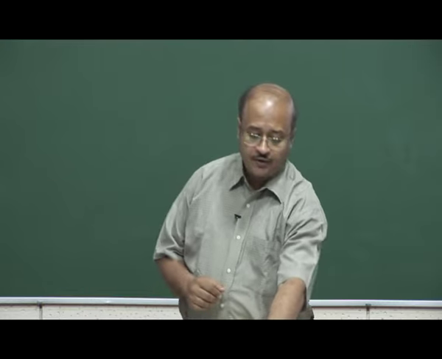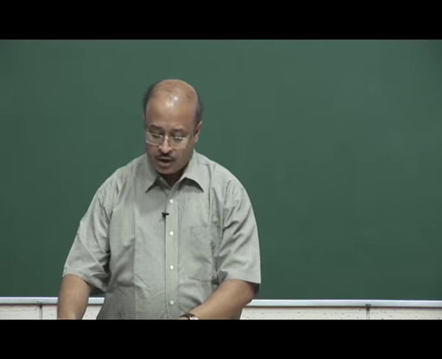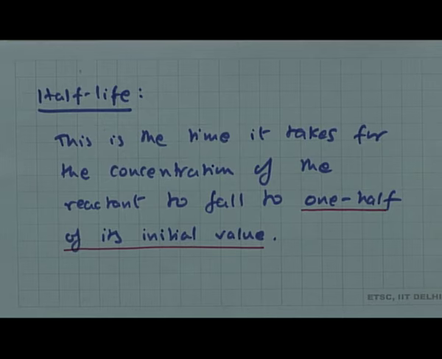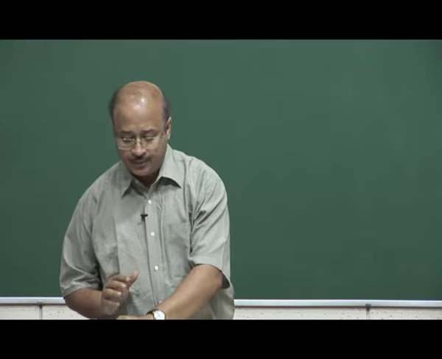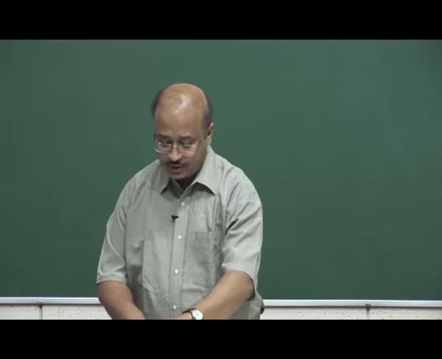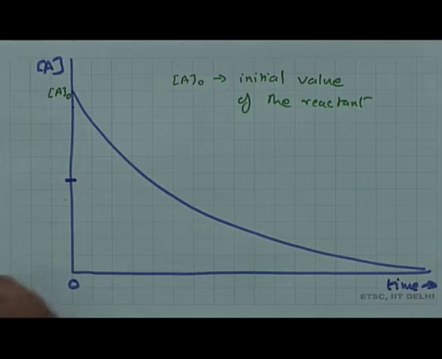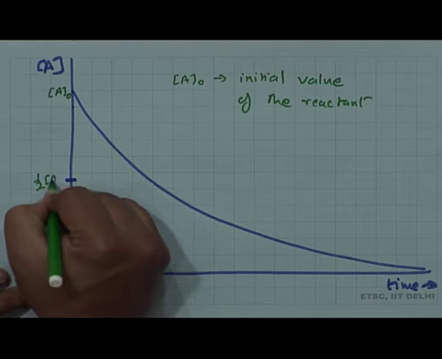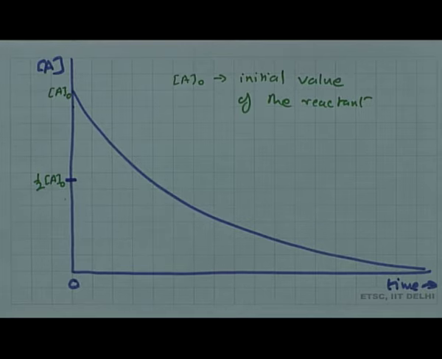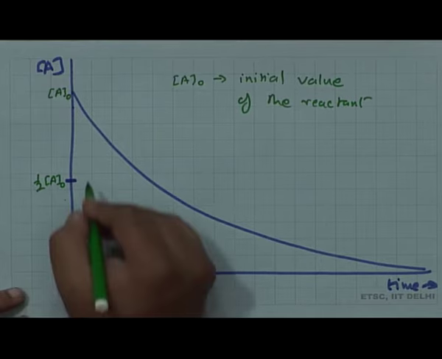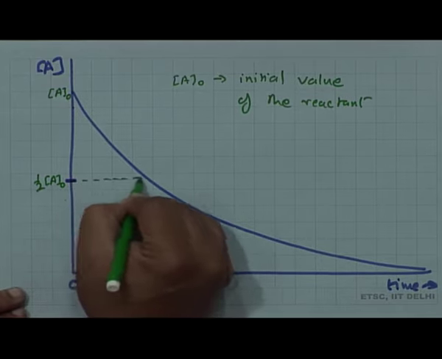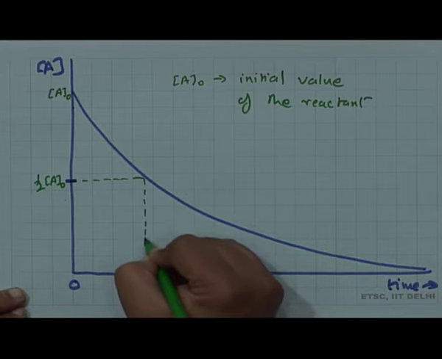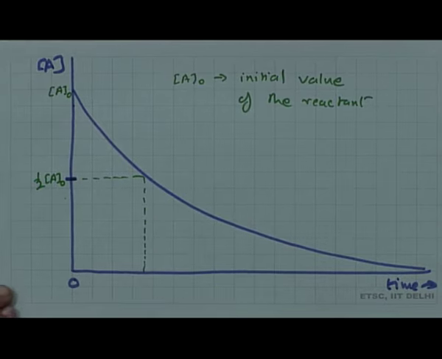Then by the definition of half life, the half life would be the time it takes for the concentration of the reactant to fall to 1/2 of its initial value. So, if this is 0, this is A naught somewhere here, when this comes to half A naught, it is not exactly drawn to scale, this time from here to here is called T half. Well, I will come back to this again.